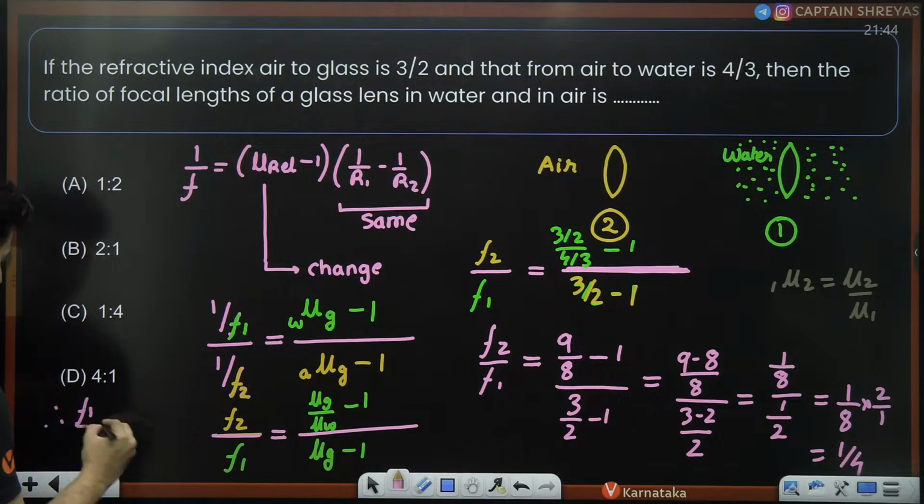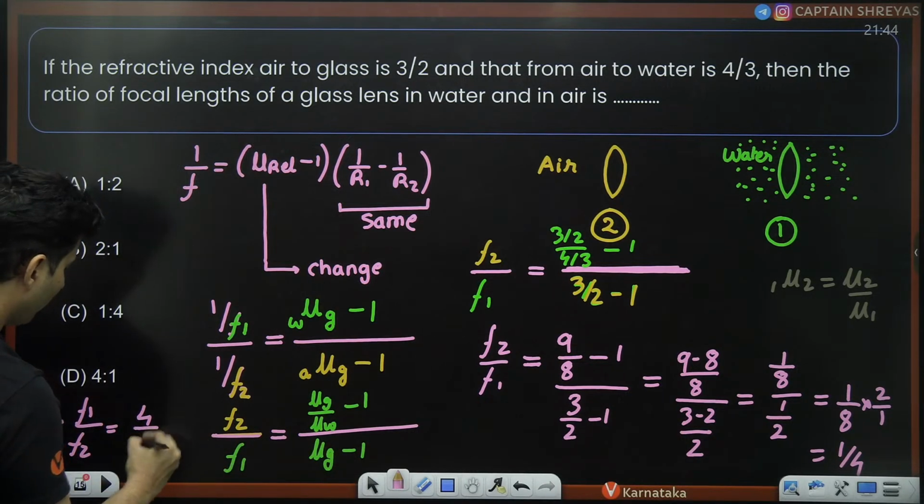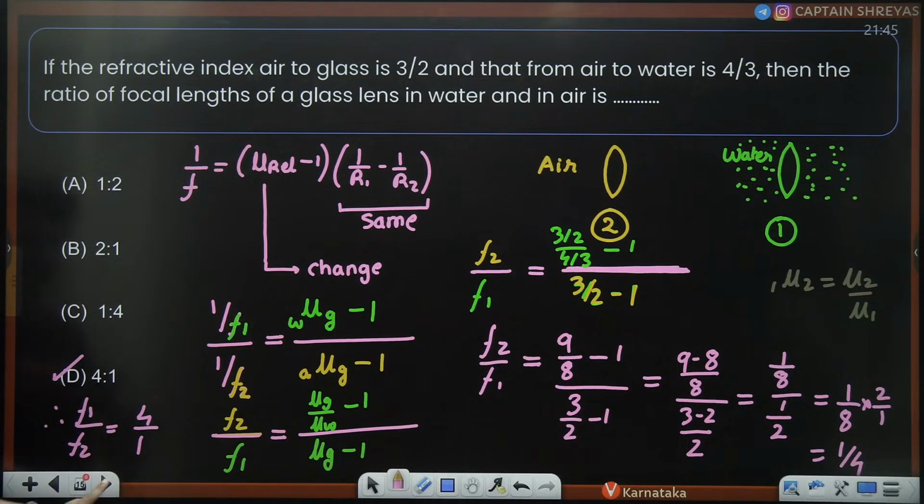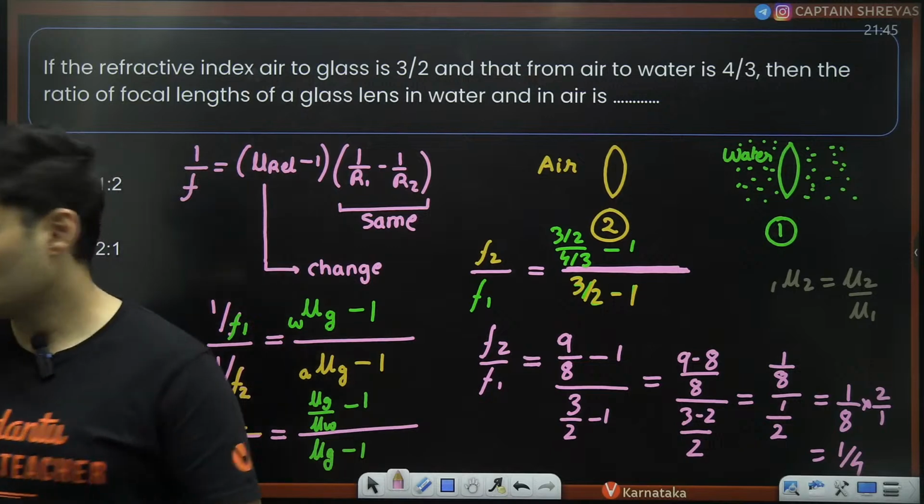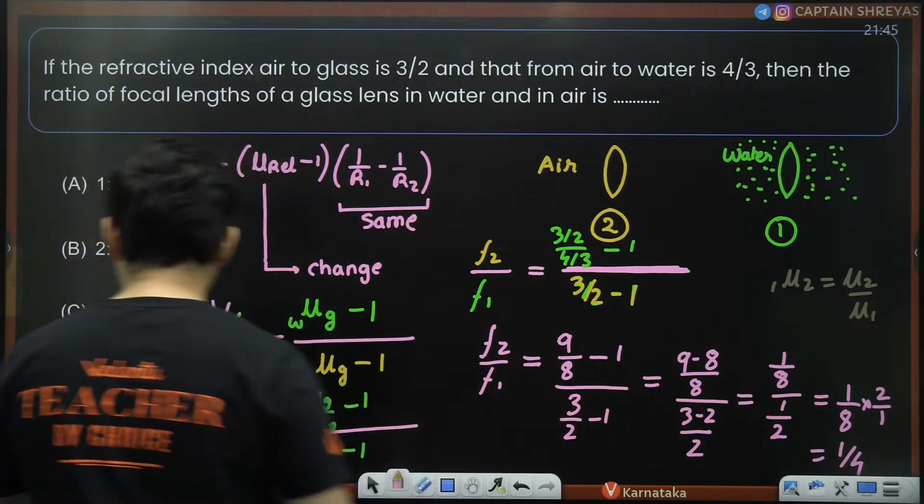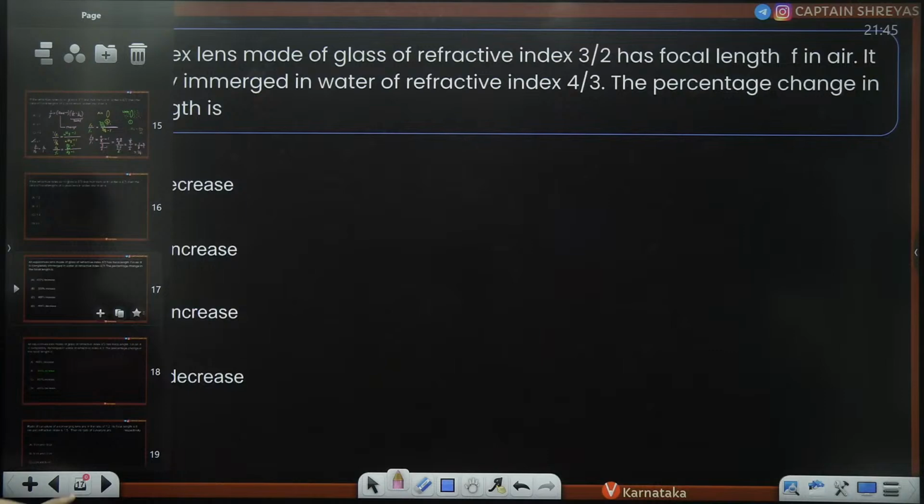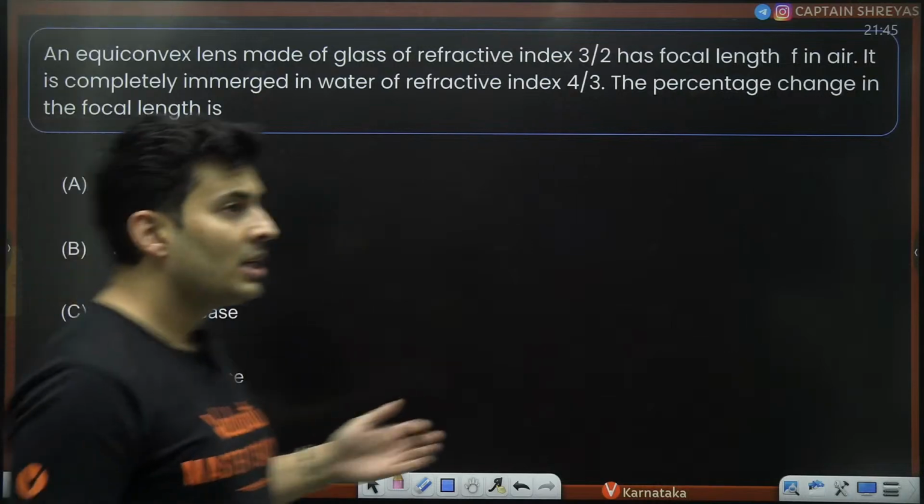Therefore, what will be F1 by F2? F1 by F2 will be nothing but 4 by 1. 4 by 1 is option number D. So yes, that is the correct answer. That's how you solve this particular question. Thank you, Sandhya. I hope everybody has understood how to solve this. Step by step, I have shown you proper KCET kind of questions. Moving on to the next question on your screen.